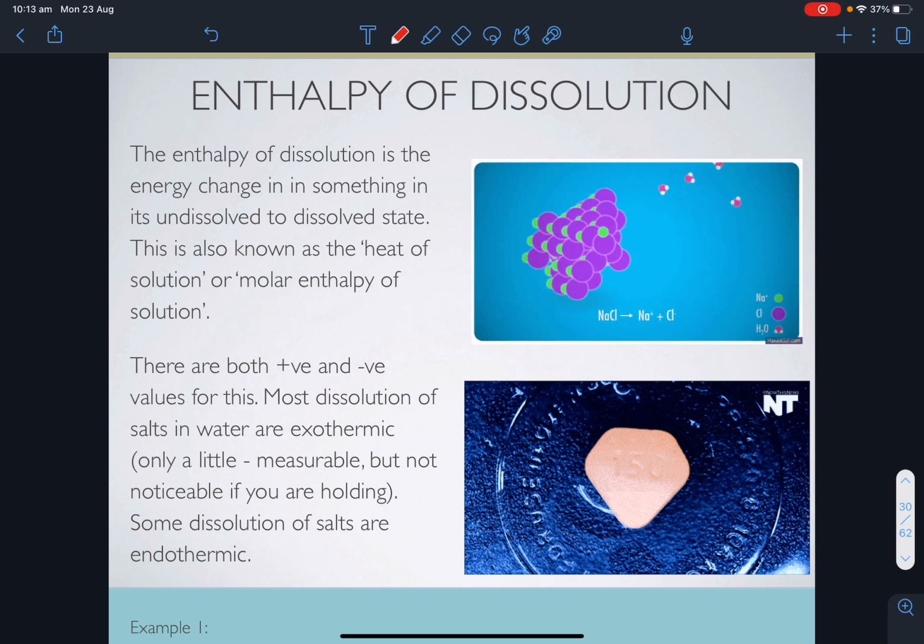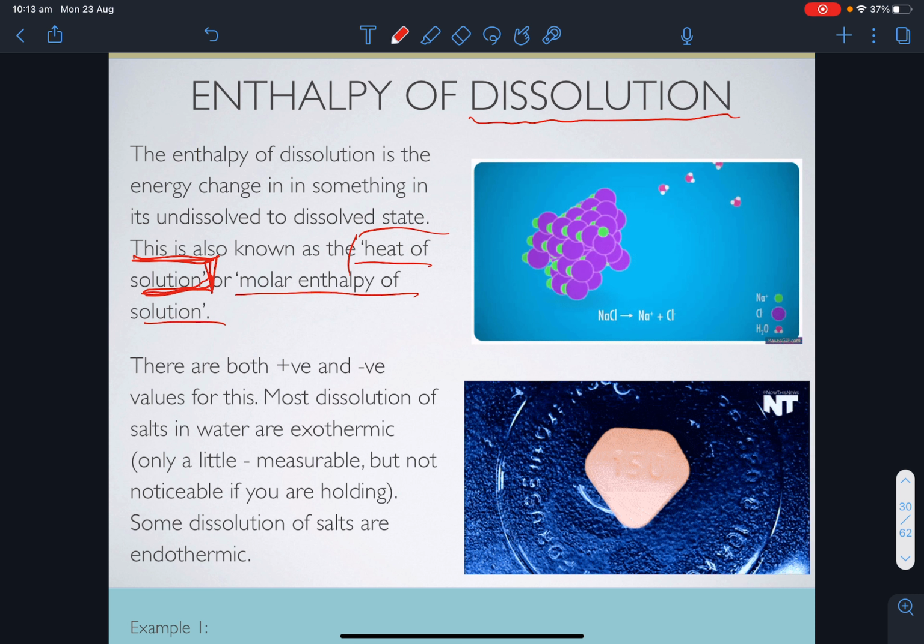Okay, now we're going to apply our enthalpy idea to, instead of a chemical reaction, a physical change, or rather, we're going to apply it to dissolution, and you can argue whether that's a chemical or physical change till the cows come home. Anyway, the enthalpy of dissolution is the energy change when something goes from its undissolved to its dissolved state. It's also known as heat of solution or molar enthalpy of solution, all meaning the same thing. The one that I tend to use, and the most common, is heat of solution.